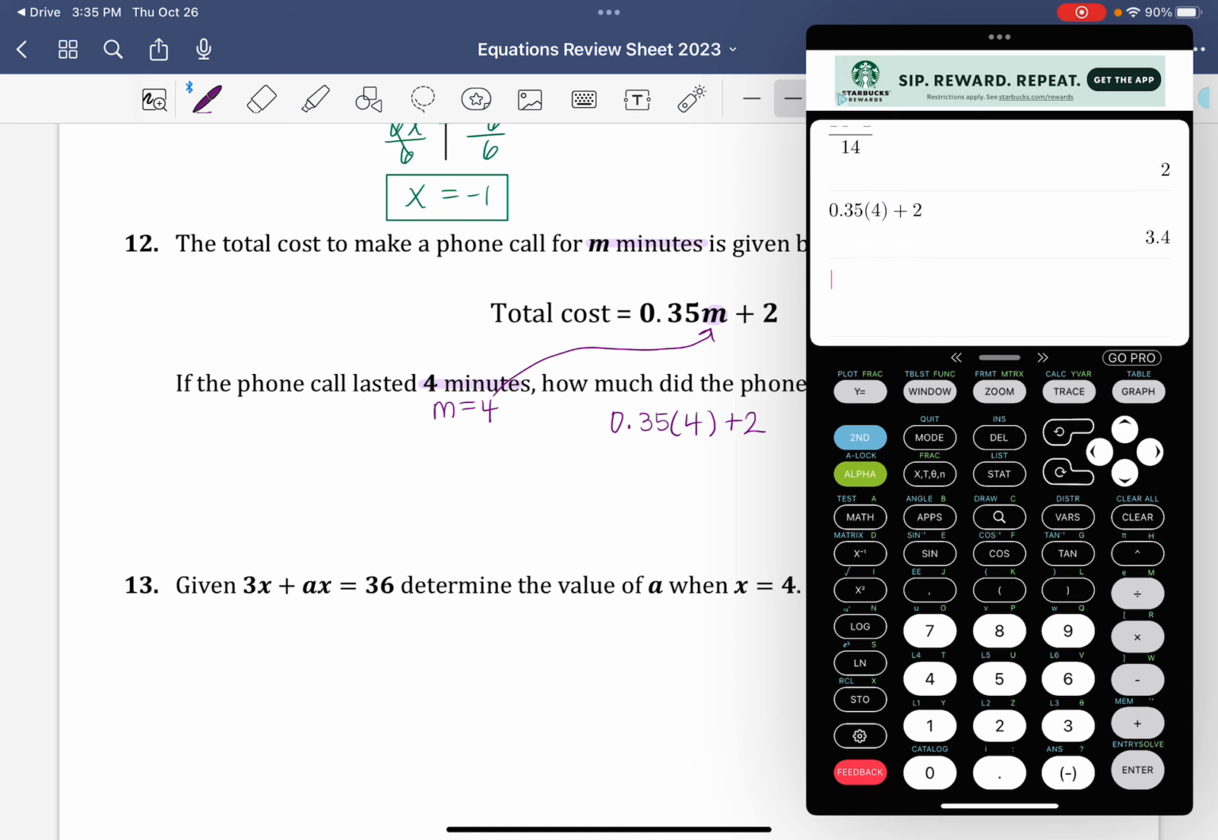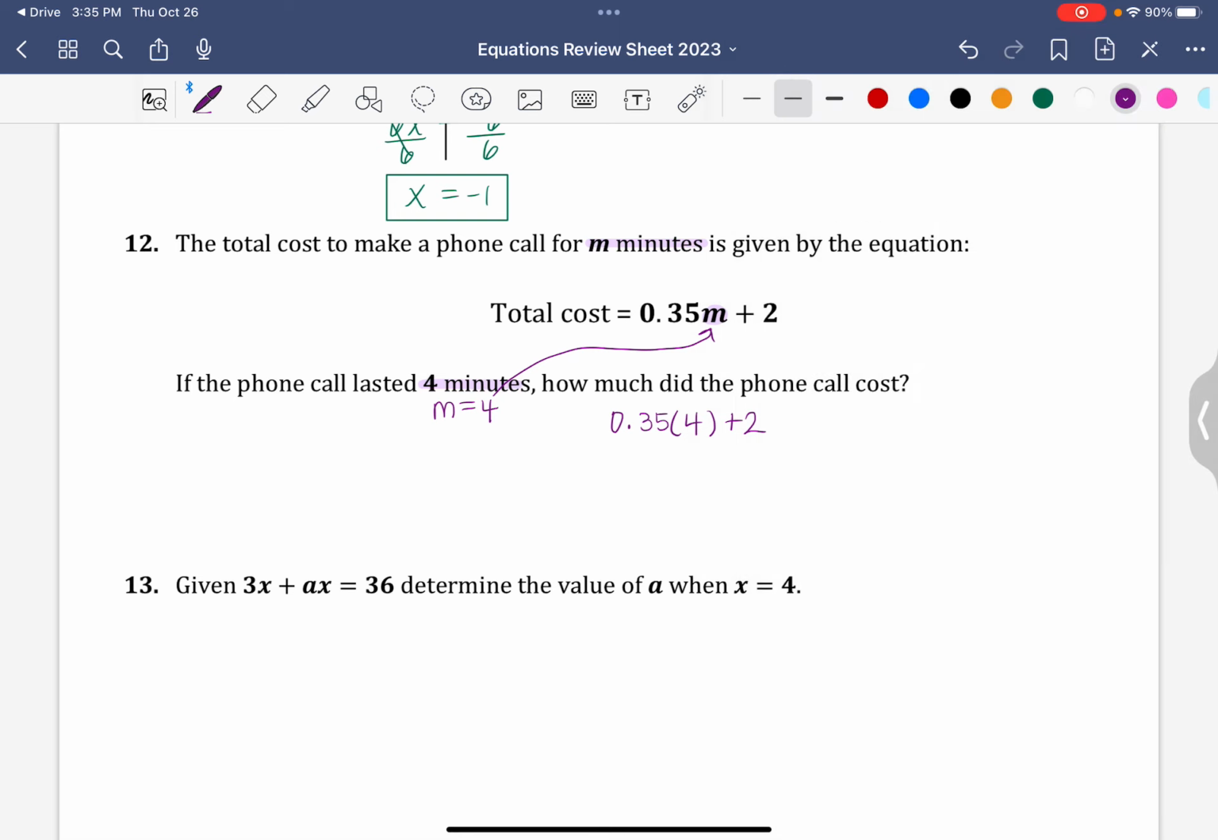Now, if you notice, the calculator is going to tell you 3.4, but this is money that we're talking about. And 3.4 would mean $3.40. So I'm just going to put that extra 0 there. And then that right there would be your final answer.